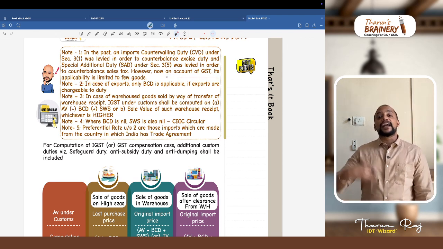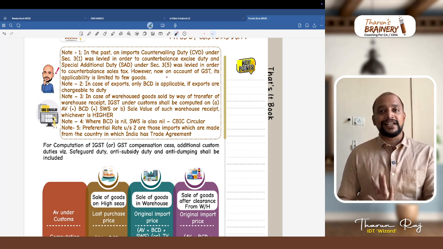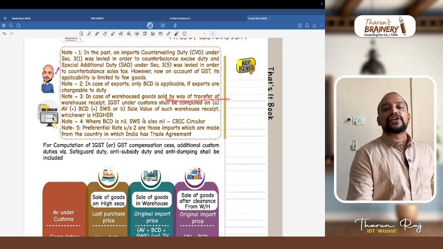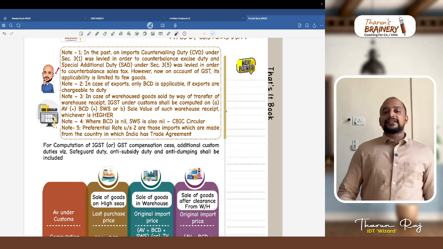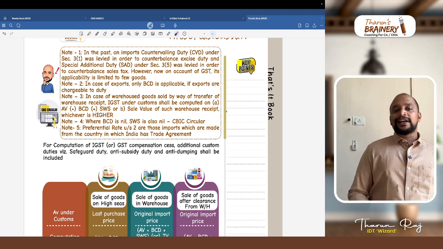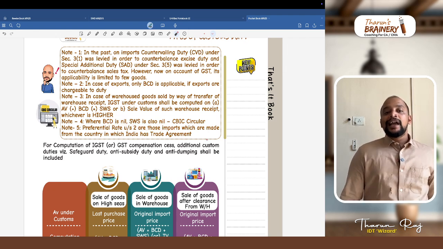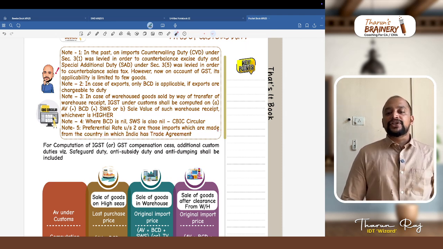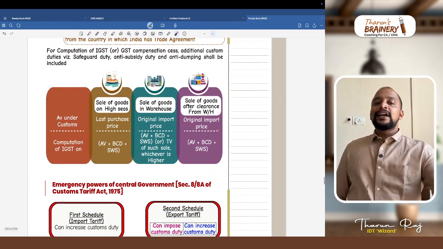And second point, in case of exports, only basic customs duty is applicable, and if exports are chargeable to duty, there is no social welfare surcharge. Social welfare surcharge is only on import. Then in case of warehoused goods sold by way of transfer of warehouse receipt, IGST will be computed on A. A is regular assessable value, basic customs duty, social welfare surcharge, or sale value of such warehouse receipt, whichever is higher should be taken. Then next to note, where the basic customs duty is nil, social welfare surcharge is also nil, and preferential rate under section 2 are those imports which are made from country in which India has trade agreement.